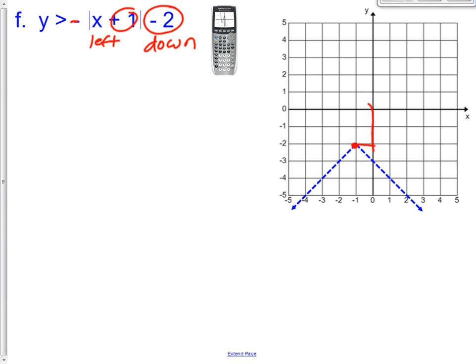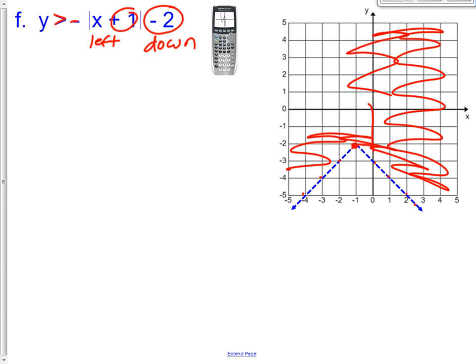There's my vertex. It opens down, and it's going to be down 1 over 1, down 1 over 1, down 1 over 1, so on and so forth. We're going to connect all these dots with a dotted line because it's greater than and not greater than or equal to. So that's why we get all these dotted lines when I connect them. And then we have to talk about shading. It's greater than, so when it's greater than, I shade everything above the vertex. So I get this.